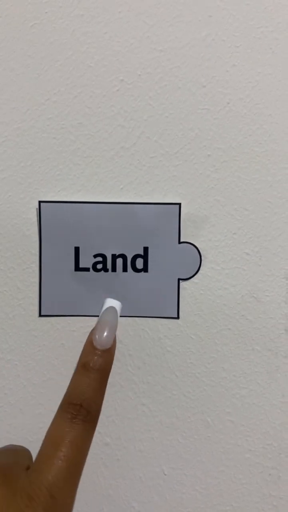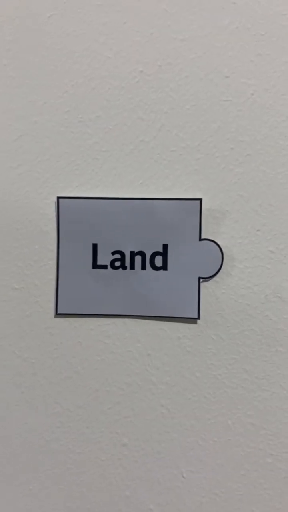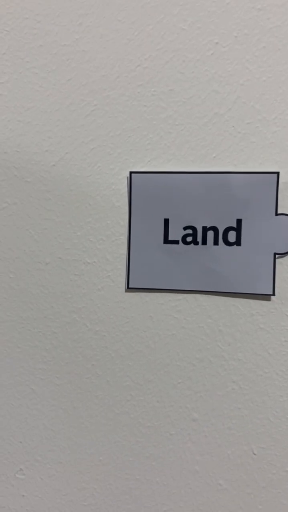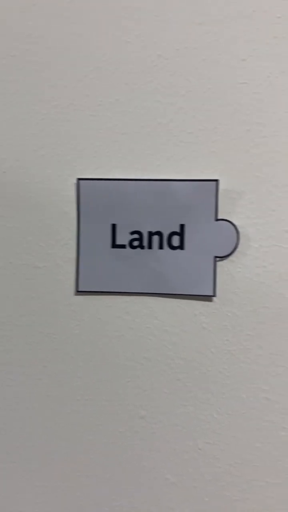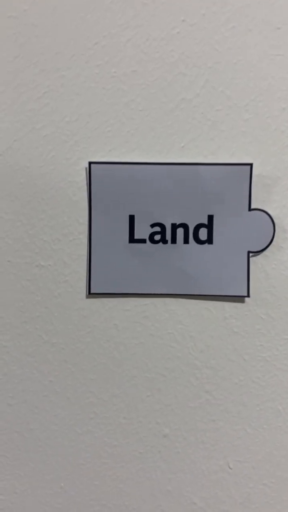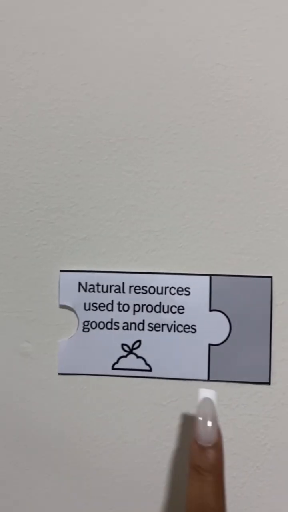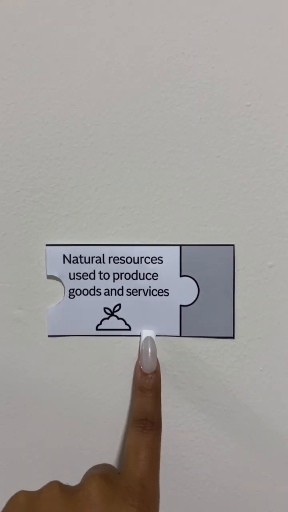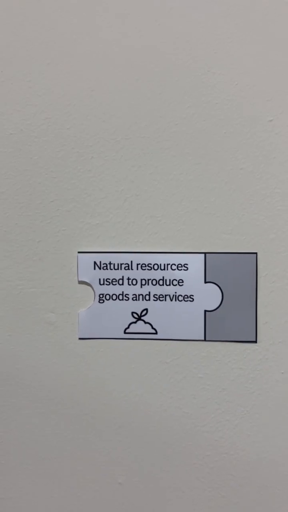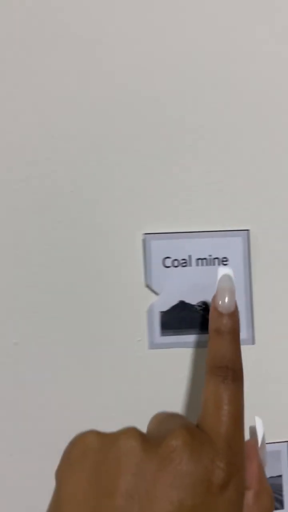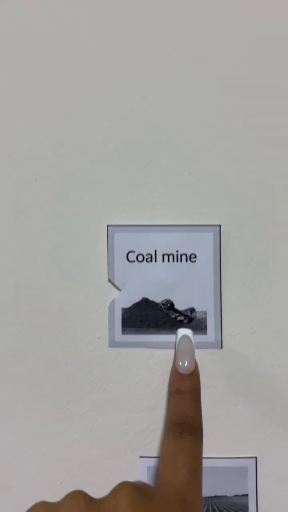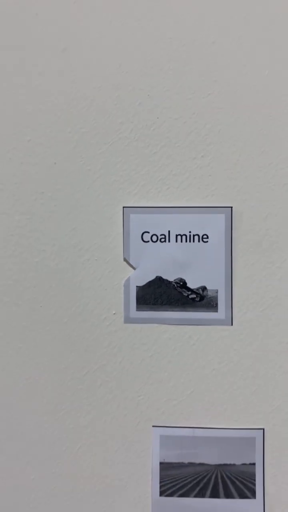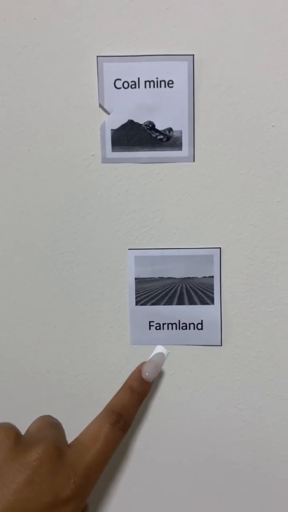So this is the first factor of production, which is land, right? And then we are going to match it with its definition, which is natural resources used to produce goods and services. Good. And then we are going to match it with an example, which is coal, mining, and farmland.